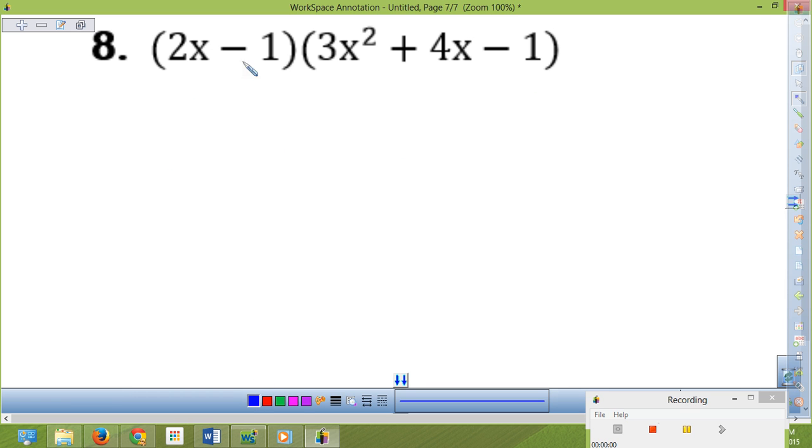So looking at this, now we have a binomial times a trinomial. Same methods, we're going to use the box method or the distributive method, but now we have a 2 by 3. So we're going to go 2 down and 3 across.